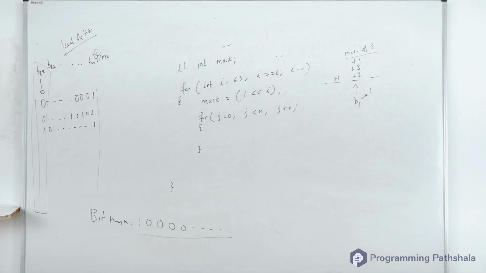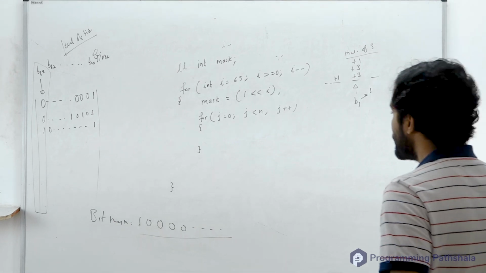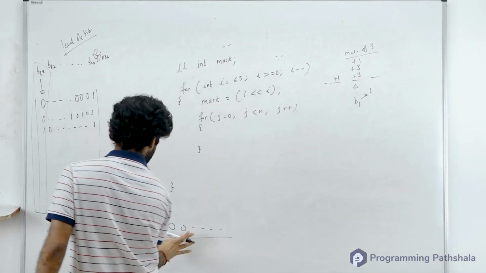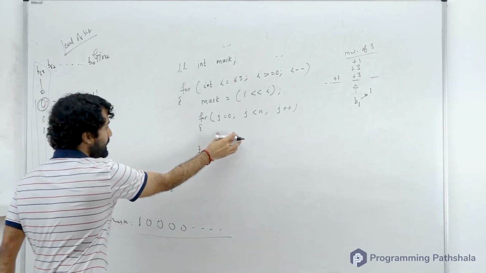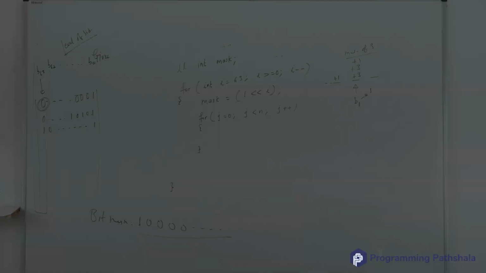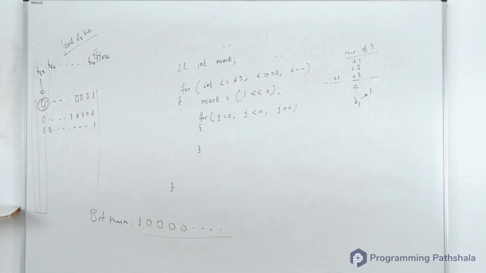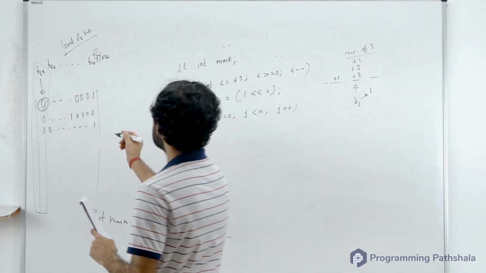Okay, what should I do now? Now using this mask, I'm trying to check whether this number has a 0 or 1 over here. So what is the line of code that will come over here? Yes, if aj and mask, count plus plus. Does that make sense to everyone? Actually it should, because what is this number?